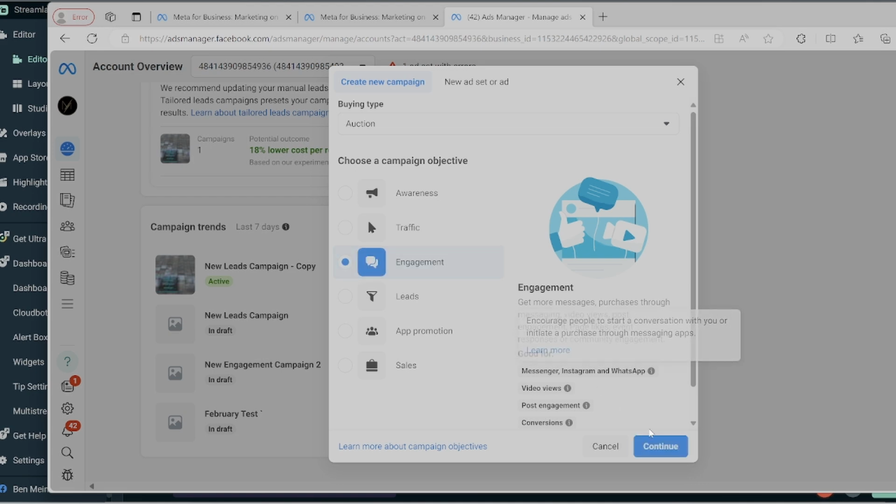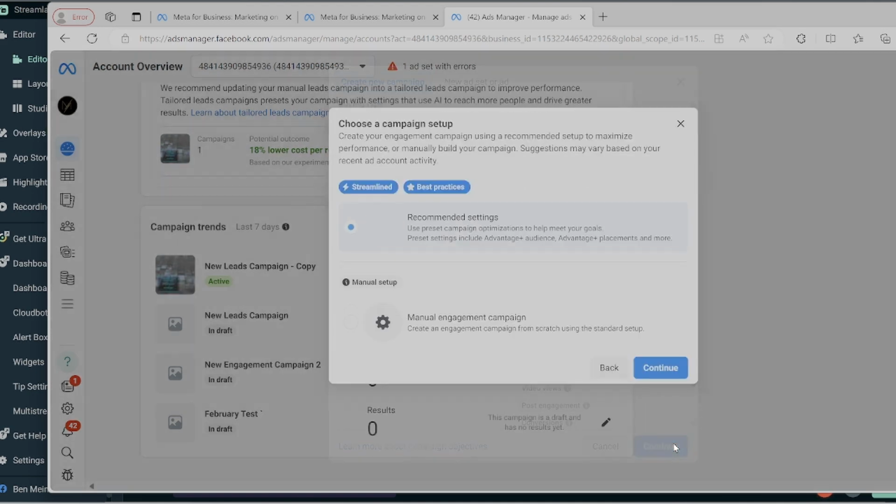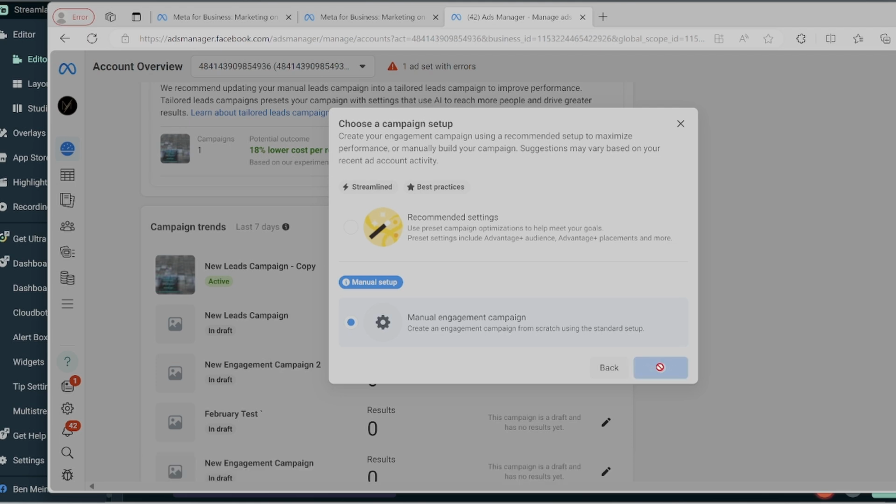All right, so I'm going to go ahead and click on that and hit continue. Now we are going to select manual engagement campaign instead of the recommended settings.